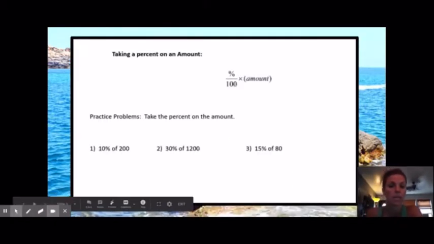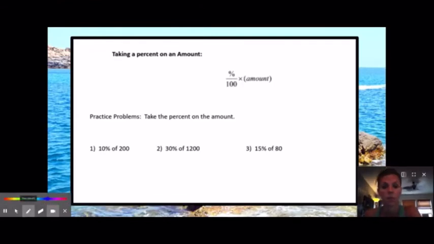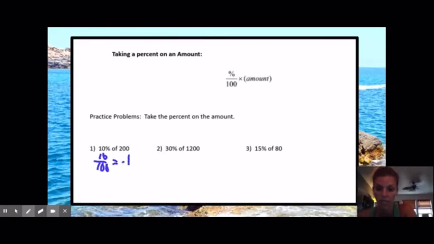If I ask you to take a percent of an amount, so 10% of 200, all you're going to do is change your percent to a decimal, and then multiply it by the amount. So 10% of 200, well, you're first going to change 10% to a decimal. 10 divided by 100 is 0.1. And then you take 0.1 and multiply it by 200. So 0.1 times 200 is what? 20. So 10% of 200 is 20.